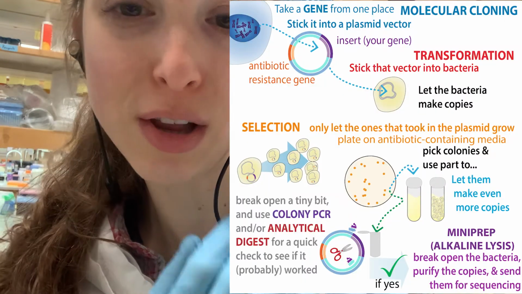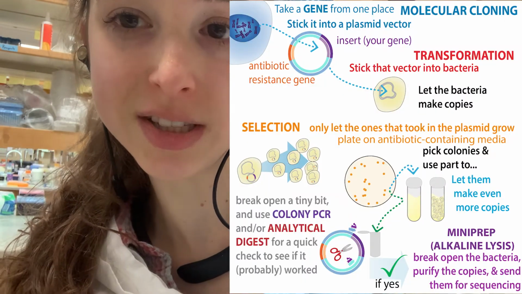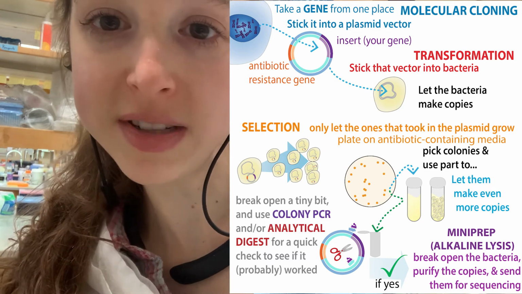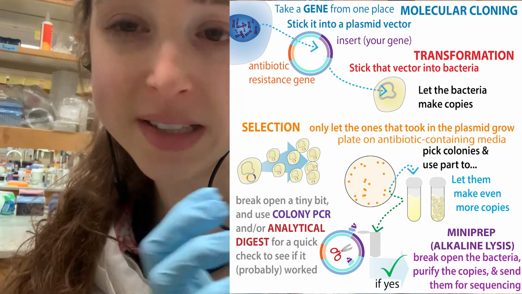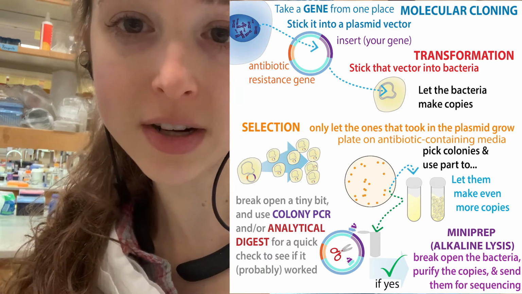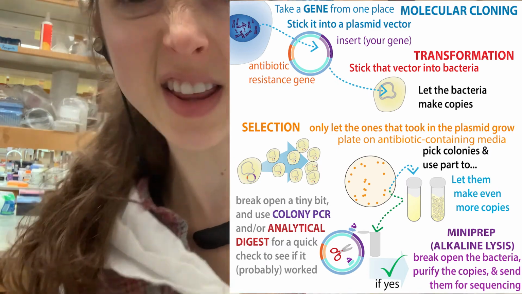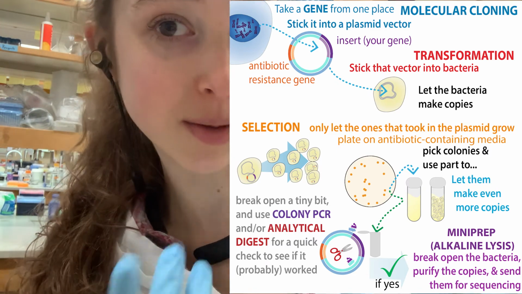In molecular cloning, we can stick the genetic instructions for making a protein, like the gene for this protein, into a circular piece of DNA called a plasmid vector. Then we stick that into bacteria, and the bacteria will make lots and lots of copies of it. Then we can stick it in other bacteria or in other cells and get them to make the protein.